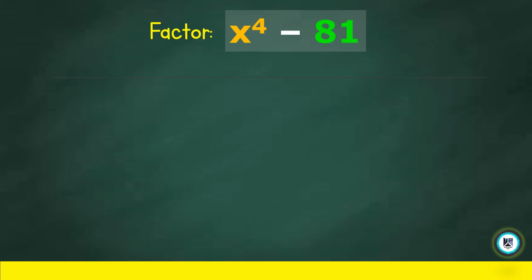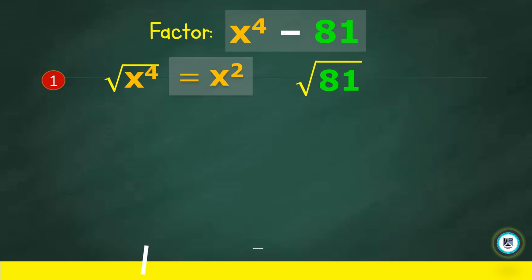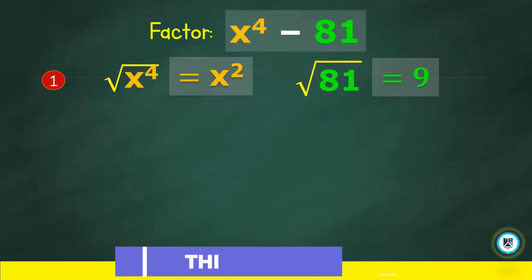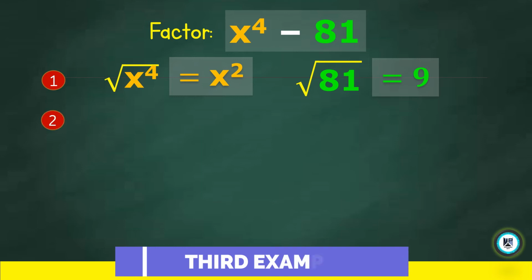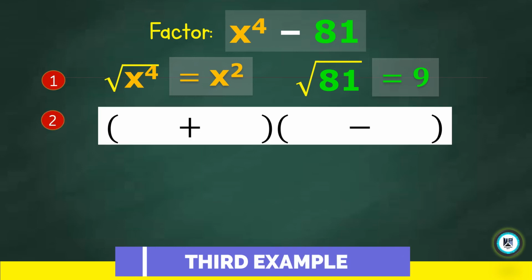For our third example, we factor x to the fourth minus 81. We get the square root of x to the fourth, and that is equal to x squared. Then for 81, that is equal to 9. After getting the square roots, we now express it as factors of the sum and difference of the square roots. And our answer is the product of x squared plus 9 and x squared minus 9.